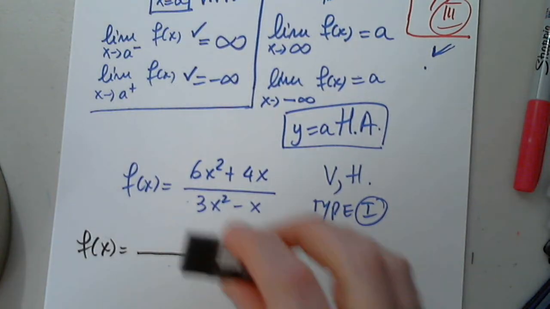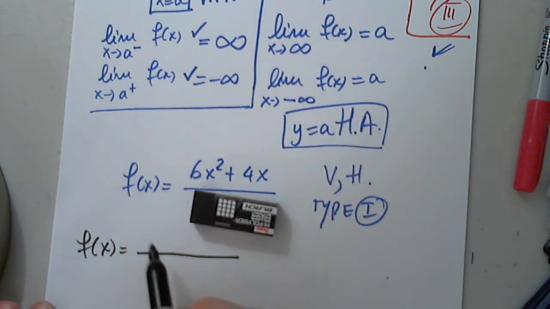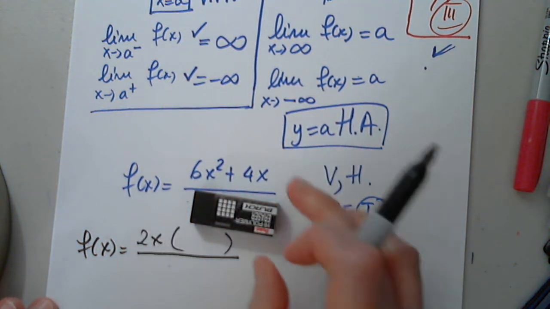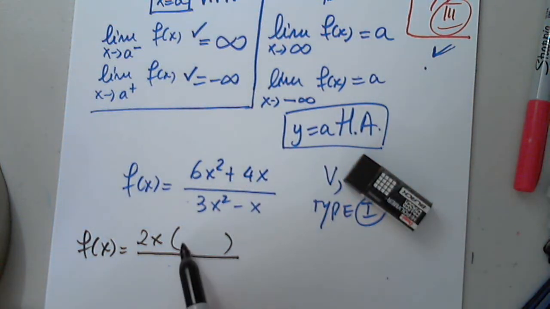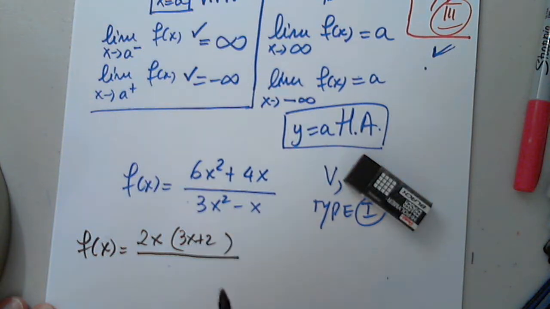2x. Of course. What I was going to say, don't look at the denominator. So in the numerator, we factor out 2x. Very good. What is left? 3x plus 2. So it's 3x plus 2. Very good. I completely agree. So 3x plus 2. Okay, perfect.